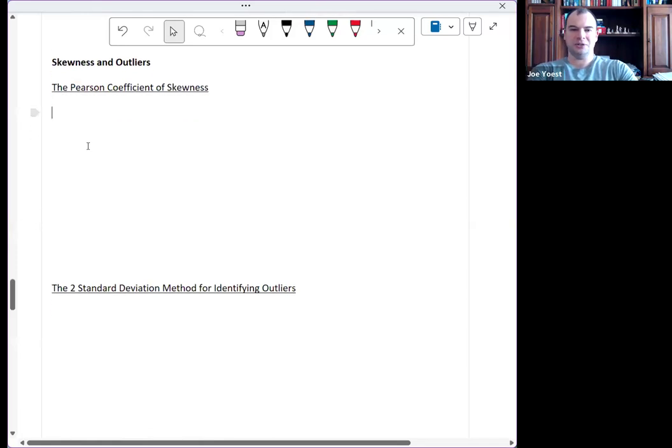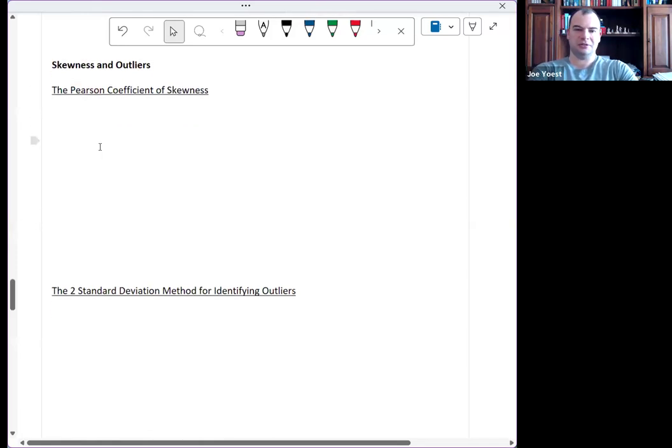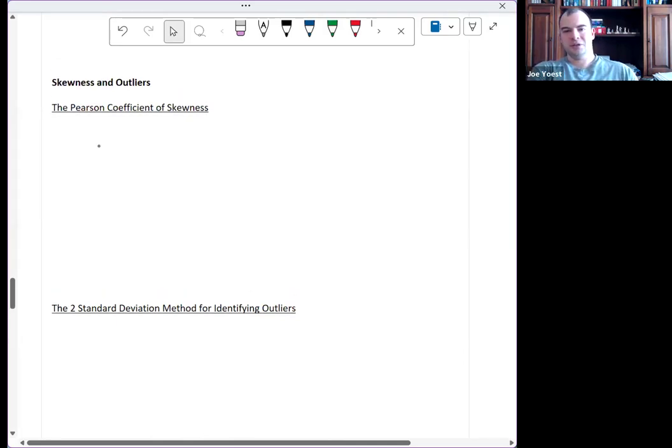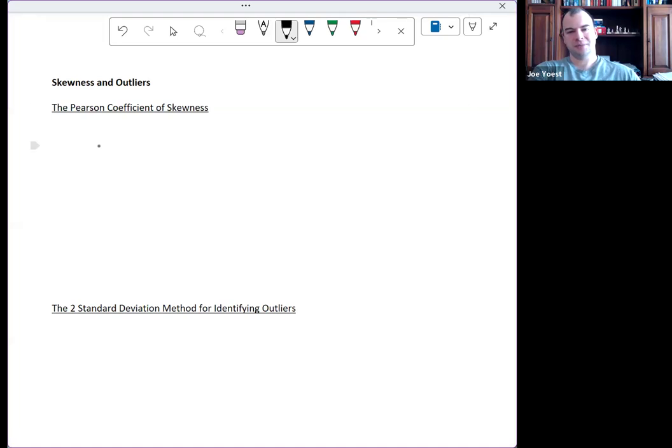Okay, so let's move down to a discussion of skewness and outliers. The Pearson coefficient of skewness is defined as follows.